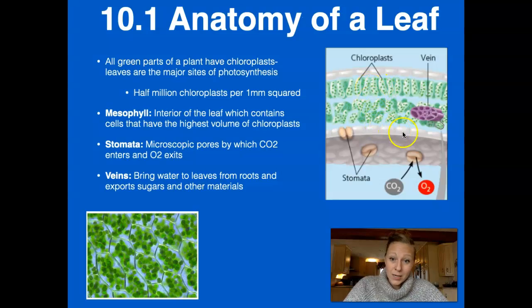And right here we can see this is the outside of the leaf. So this is sort of a cross section, and this is the stomata. And this is where the gas exchange occurs. And so the CO2 goes in and the O2 comes out. And then this is the vein in a leaf.